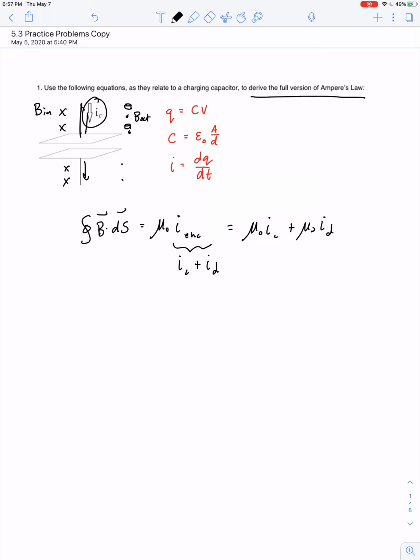So is there any magnetic field sensed when you put your compass right here? There is, but it's not due to a current being conducted. After all, this is all insulating material, so it's due to that quantity we know as displacement current, which is associated with the rate of change, the growth of the electric field between the plates.